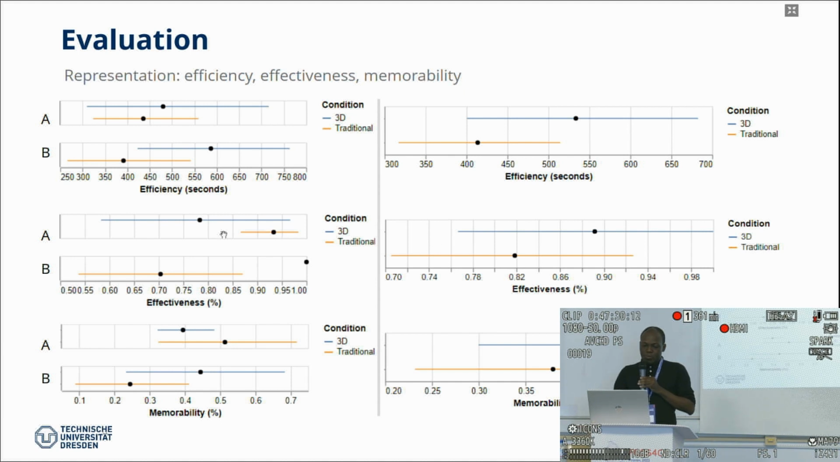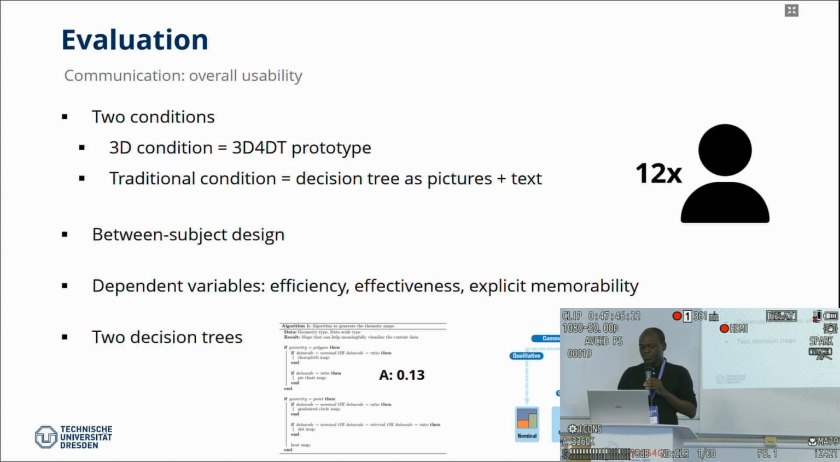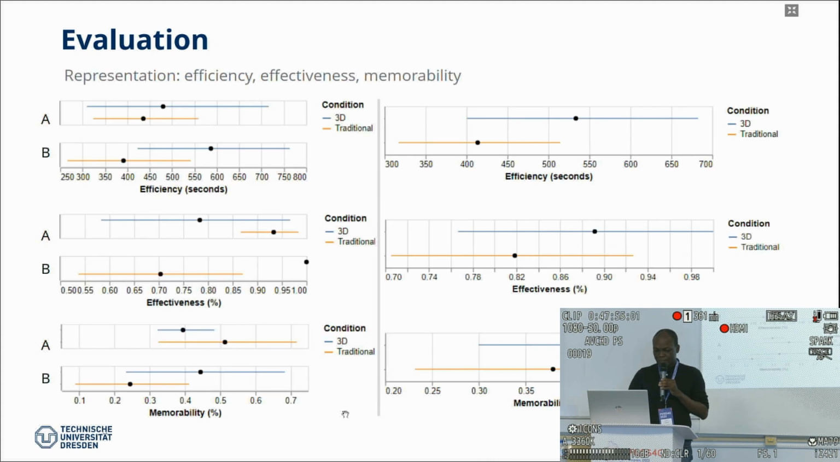Now looking more closely, according to the type of decision tree, you can basically see that it is with decision tree B that the whole approach is much more beneficial. And if I come back, decision tree B is this one. It has a quite neat hierarchical structure compared to this one, which was a bit more complex.